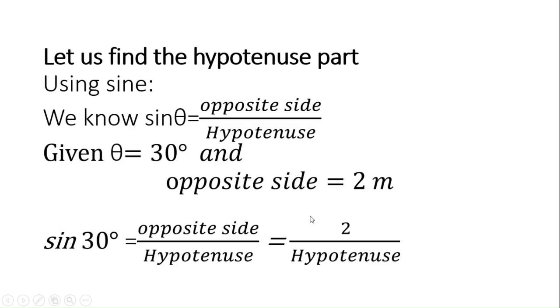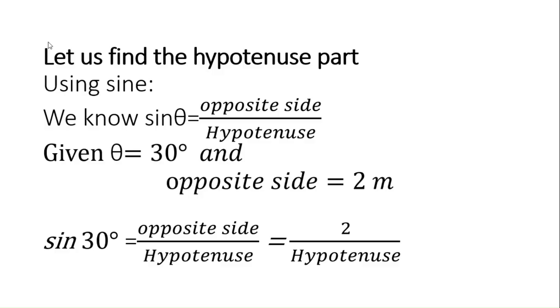Now, to find the required value, let us find the hypotenuse of that right angle triangle. So, what do we know? We are just using simple trigonometric ratios. We are taking sine theta here. Sine theta is equal to opposite side by hypotenuse. What is given? Theta is 30 degrees and the opposite side is 2 meters. So sine 30 is equal to opposite side by hypotenuse, that is, 2 by hypotenuse.